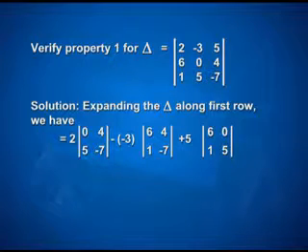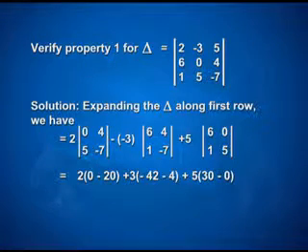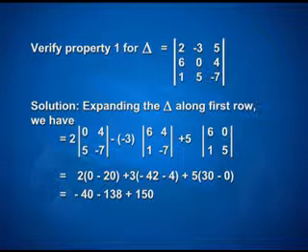On solving, we have 2 into 0 minus 20, plus 3 into minus 42 minus 4, plus 5 into 30 minus 0. This gives minus 40 minus 138 plus 150. This on simplification gives minus 28.